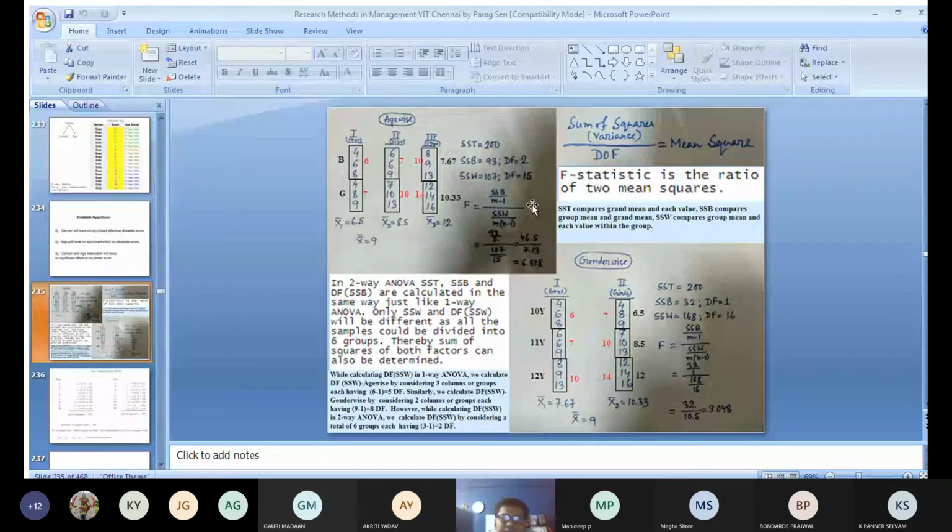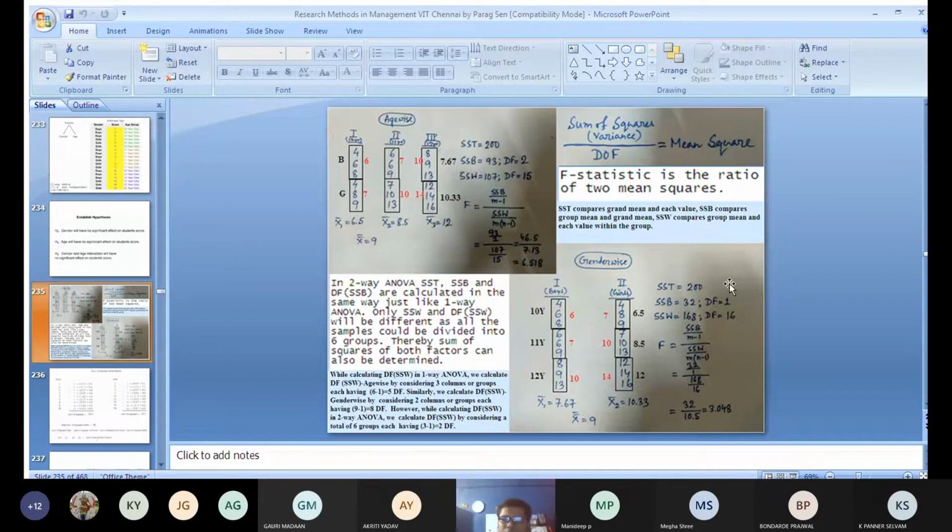Now the same thing happens in the case of gender-wise as well. The total sum of square will be the same as before. 200 will be the total sum of square, and the sum of square total will not change for one-way ANOVA as well as for two-way ANOVA. The total sum of square for the matrix will be the same all the time.